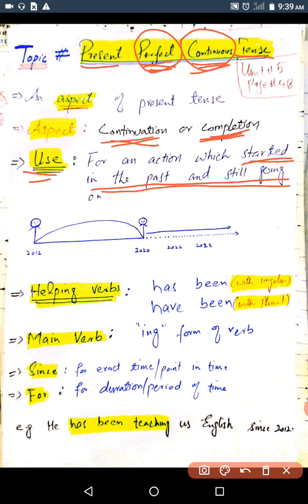And here in the diagram I have shown it to you. Suppose any action started in 2012. Suppose teaching, because I have given you the example of teaching here. So let us take this example. He has been teaching us English since 2012. So this action of teaching started in 2012. Now it is 2020. You are here.